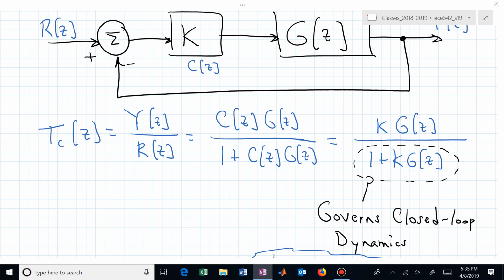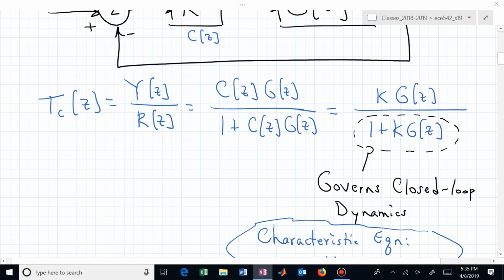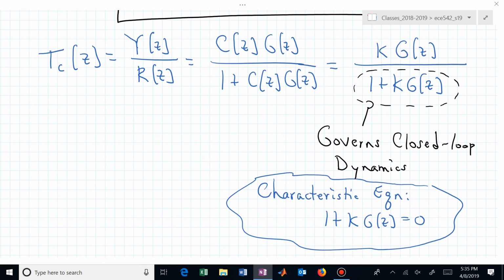And then if you're interested in the dynamic behavior of that closed loop transfer function, that's governed by the denominator in that T_c(z) expression, which is 1 plus K G(z) when we have a controller C(z) being proportional. And that's really going to give rise then to this characteristic equation, 1 plus K G(z) equal to 0. We're interested in the values of z that make that happen or satisfy that equation.